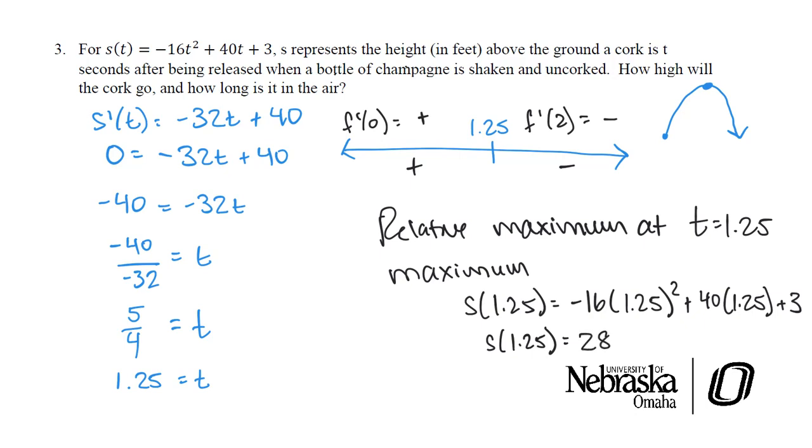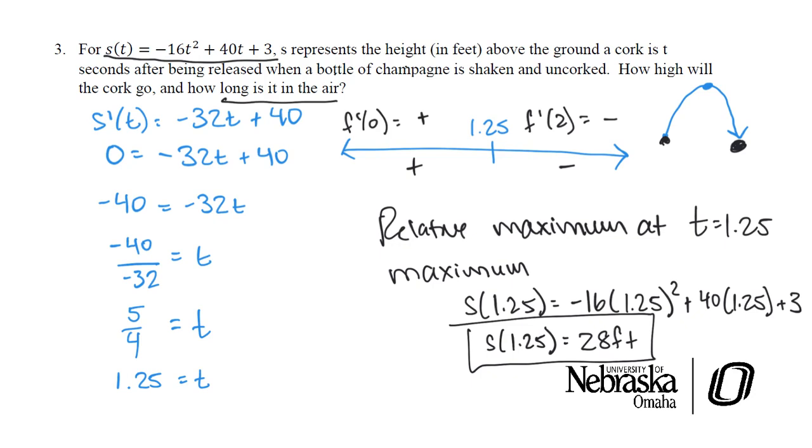And that unit, how high will the cork go? 28 feet. Okay. Now, this is still asking us one more question. How long is it in the air? So to find that, it's really asking when will the position of it be back to 0, right? So it shoots off. When will it hit the ground or whatever surface we're talking about again? Okay. So in our original function, s of t, when is the position equal to 0 again?